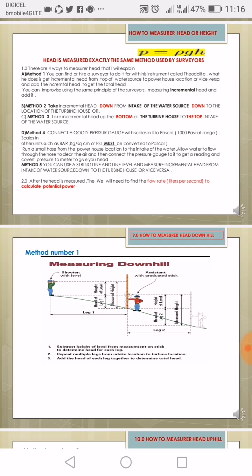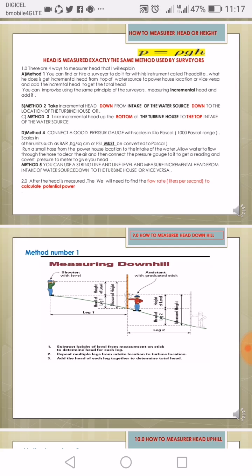Method 2, same thing, but I'm showing you that you don't have to use a theodolite. You use some kind of way, we may improvise and make some kind of estimate. You may use a surveyor, but you may use the old method where old lines are used before. This little method gives you a kind of average, so close to figuring out the head. So one method uses incremental head from top to down, where the water begins on top and goes into the inlet of the turbine. I mean, making a mistake here, and the intake of the water source down.